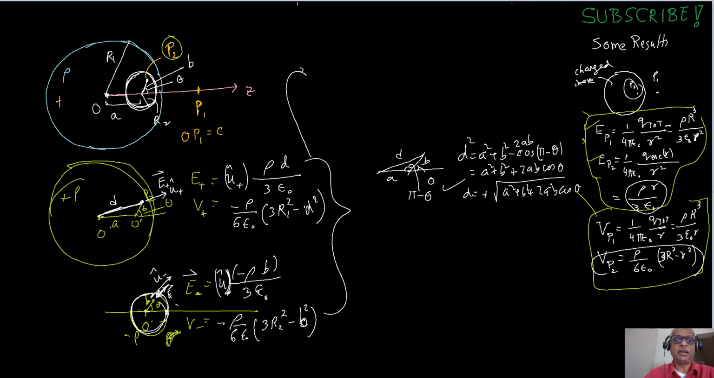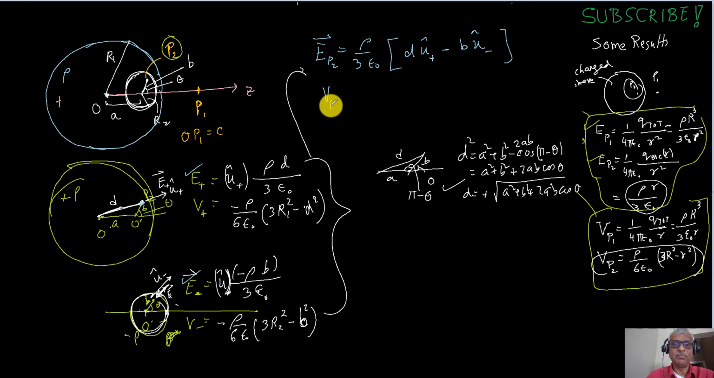So E at point P2, as a vector, I have to add this vector with this vector. Some things are common: rho over 3 epsilon naught is common. So we have d times u hat, from the plus direction, coming from the center of the plus sphere, minus b times u hat, and these are unit vectors from those directions, which you can point given point P2's location. You should be able to get these. I'm not going to belabor that point.